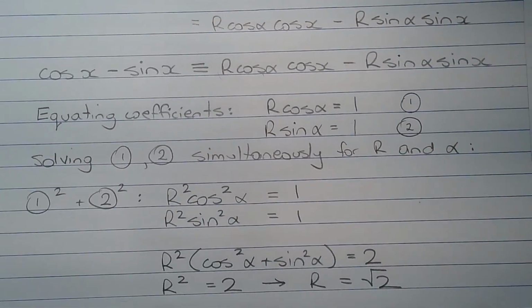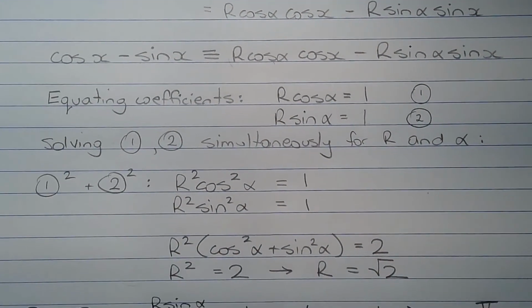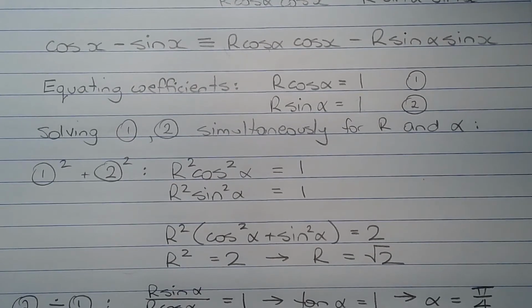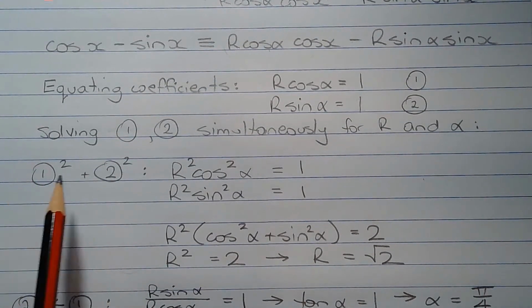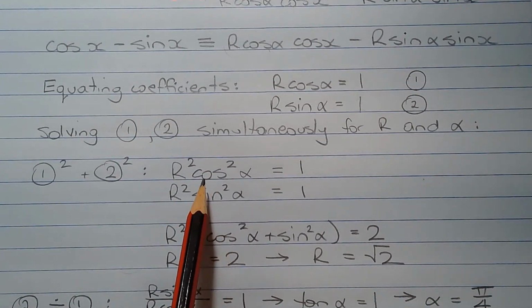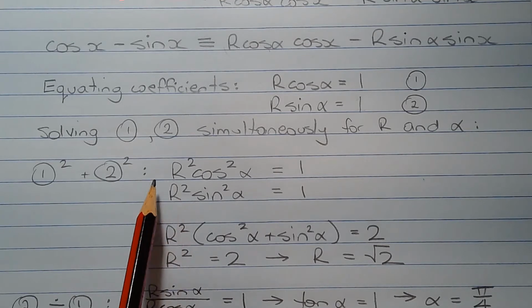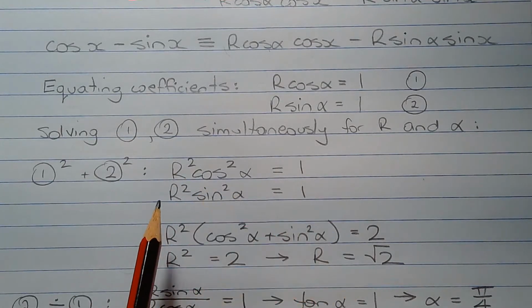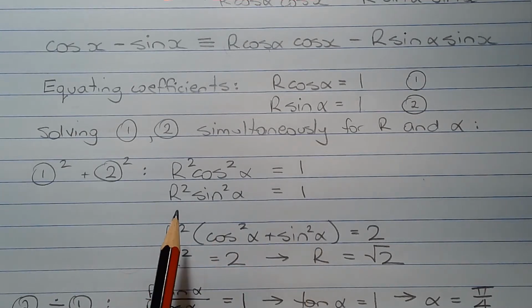Now solving equations 1 and 2 simultaneously for r and alpha, if we take both equations, square them and add them together, that'll eliminate the terms involving cos alpha and sin alpha. So r squared cos squared alpha equals 1, r squared sin squared alpha equals 1. So adding these two equations together, we get r squared outside of cos squared alpha plus sin squared alpha, since r squared is a common factor, and that equals 1 plus 1, which equals 2.